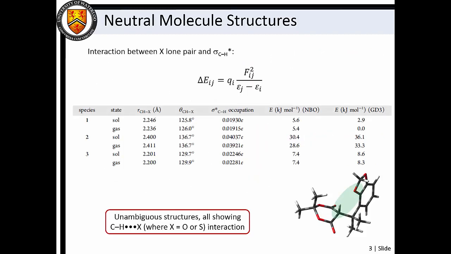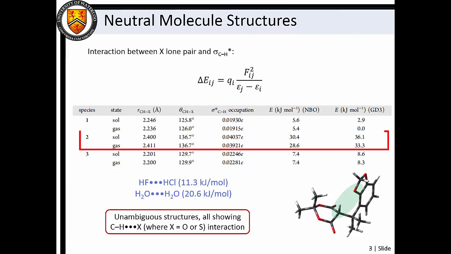To quantify the hydrogen bond strength, second-order perturbation theory was used to calculate the interaction energy between the electron density donor lone pair orbital and the accepting CH antibonding molecular orbital. This treatment showed an especially large CHS interaction, which is 3 times larger than the HF-HCl interaction and 50% stronger than hydrogen bonding in the water dimer.